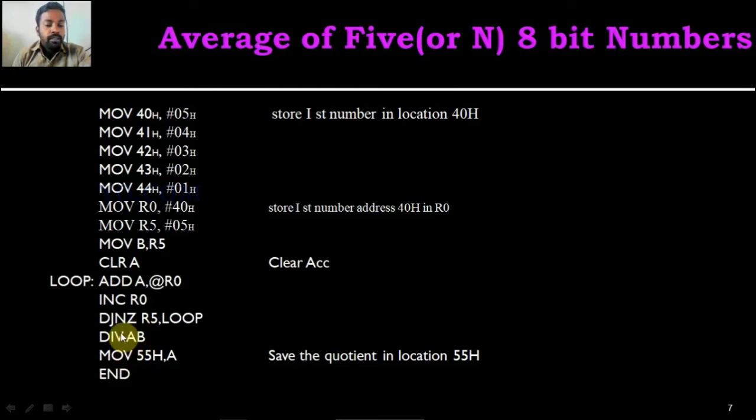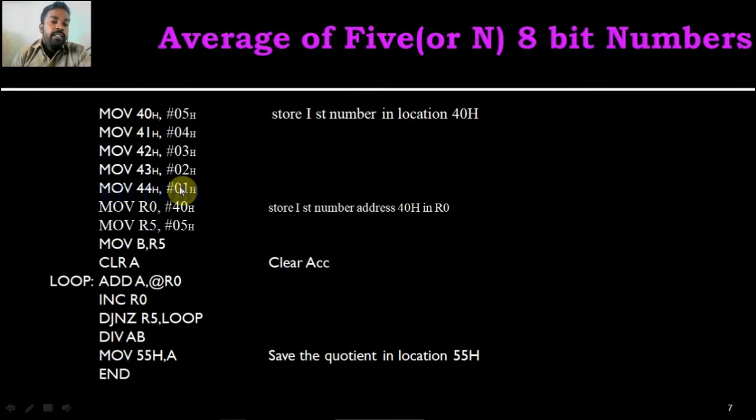Then we are moving the accumulated data, that is the quotient, that is the average, to 55. 55 is a memory address. So from 55 we can find the average of the 5 8-bit numbers. Okay, right, so very simple.